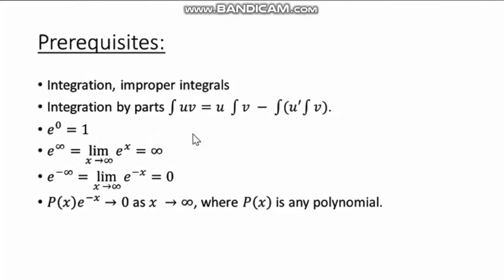You should also know integration by parts. That is, the integral of the product of two functions u and v is equal to the first function times the integral of the second function, minus the integral of the product of the derivative of the first function and the integral of the second function.